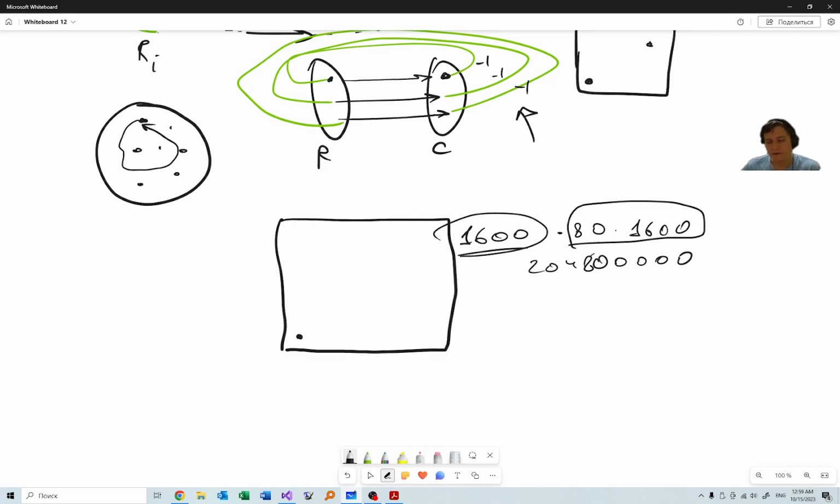Okay, I need to find a cycle through a vertex which is still not activated. This can be done via top sort in O of m plus n time.